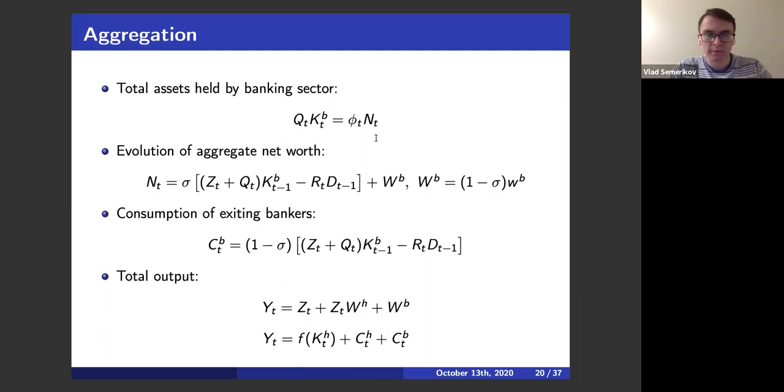Let me skip this slide about aggregation. Actually, nothing special here, quite straightforward. The one thing to recall is how the economy clears. The aggregate output comes from the productivity of the capital and the endowments of bankers and households, and it is spent on managerial costs from households, and consumption of bankers and households. When we switch to numerical simulations, the impulse responses for output that will appear there are going to be output net of managerial costs, so it will represent just the consumption. Just keep it in mind.